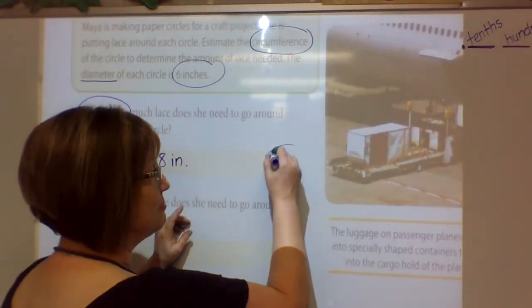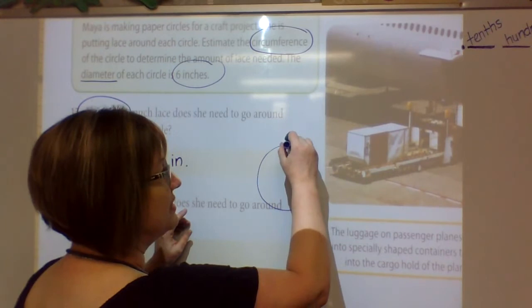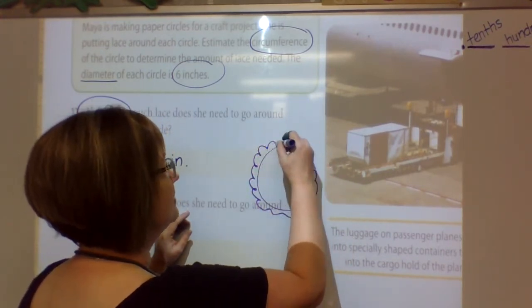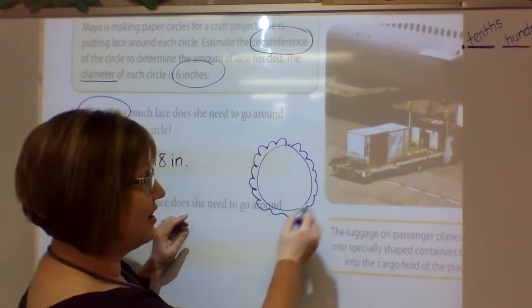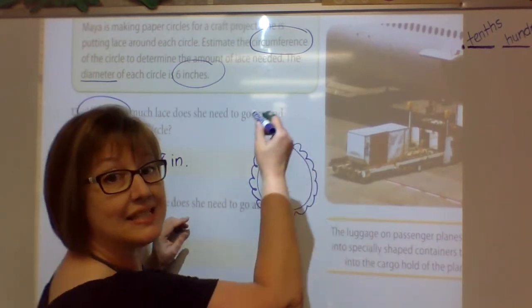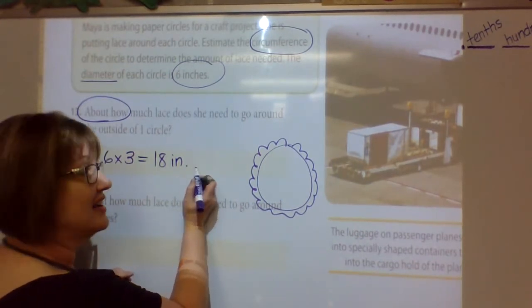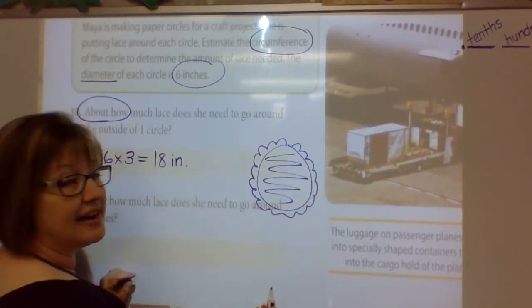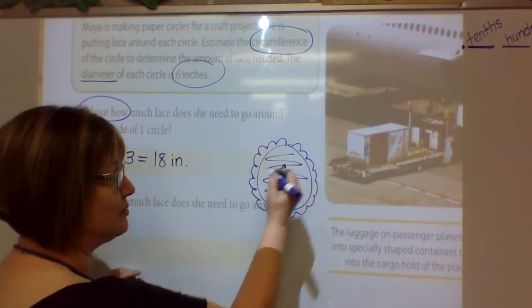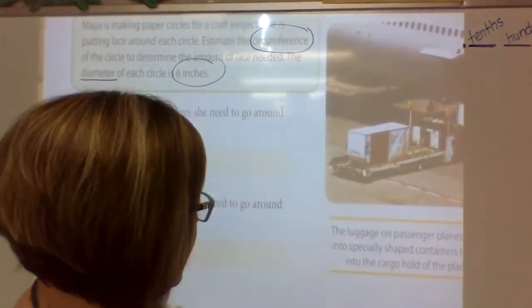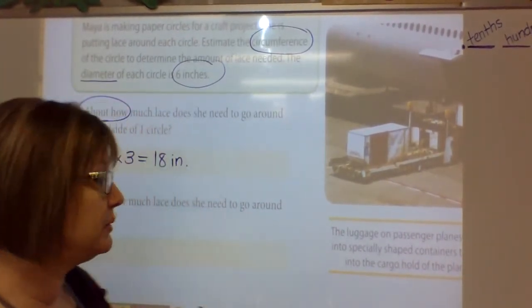If she's going to put the lace around the edge of whatever she's doing, there's the lace. Is that the area? No, that's the distance around. So that's not square units, okay? If we were measuring this part inside, that's the area. That's when we would use square inches, okay? Going around the edge, it's perimeter or circumference with a circle.